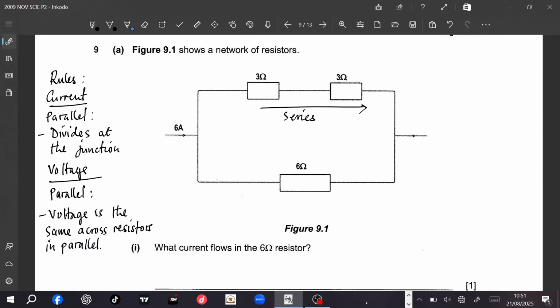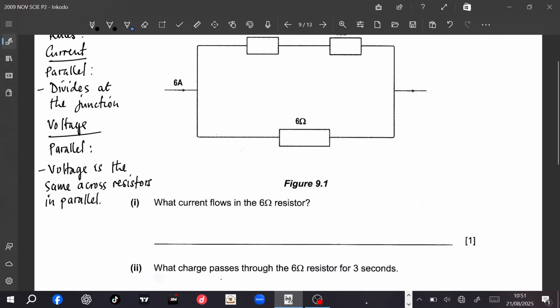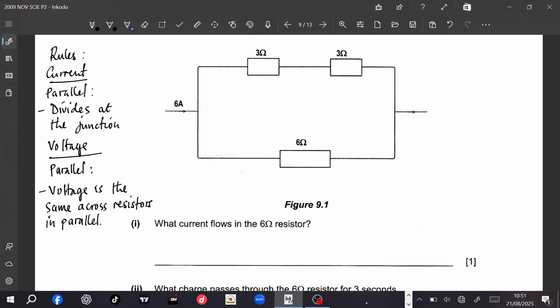Okay, now let us look at the question first of all. Question Roman numeral 1 says, what current flows in the 6 ohm resistor? What current flows in the 6 ohm resistor? This 6 ohm resistor here.